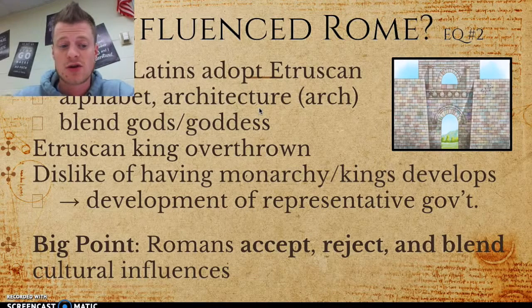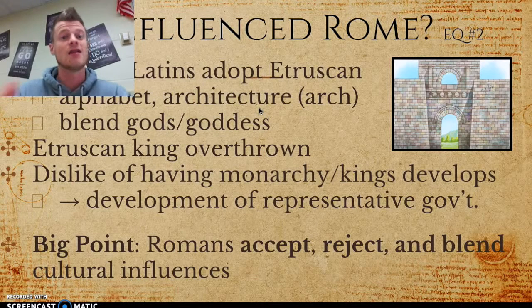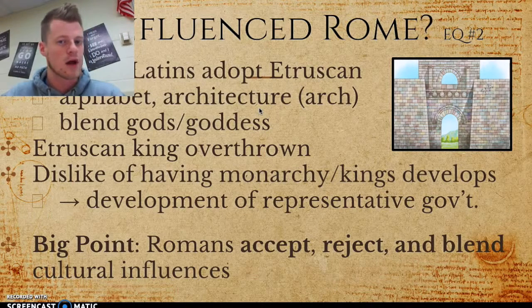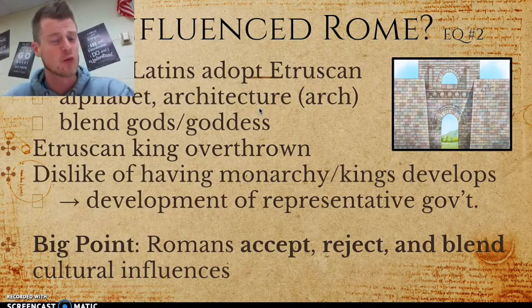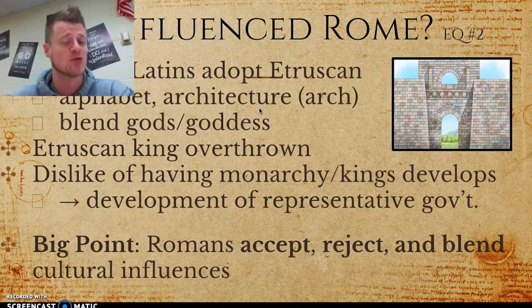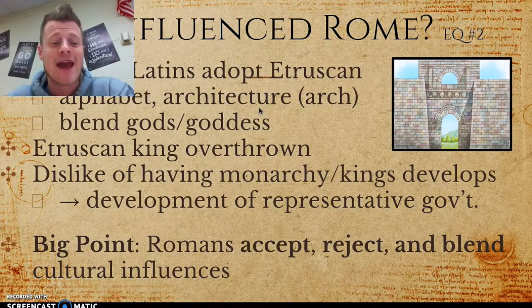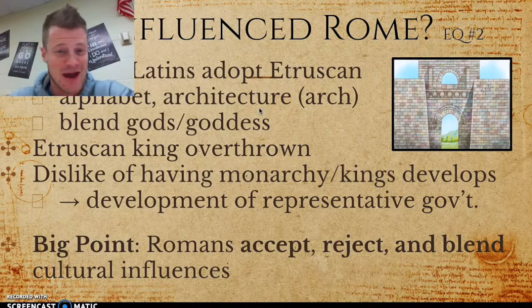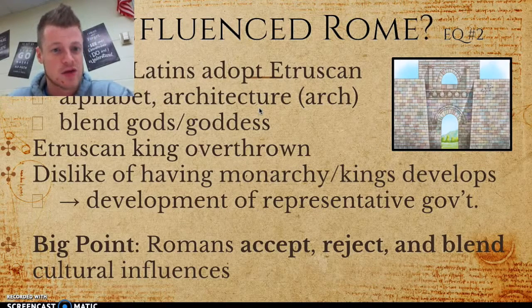But the Romans also took some Etruscan ideas, such as gods and goddesses, and blended them into their own belief system. There were, though, things about the Etruscans that the Romans were not a fan of, and that would be the idea of having a king or a monarch. Romans were not keen on having a monarchy. Rome, in its initial conception, started as a representative government, okay?